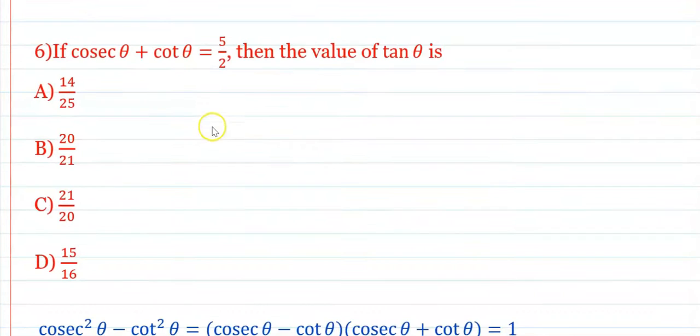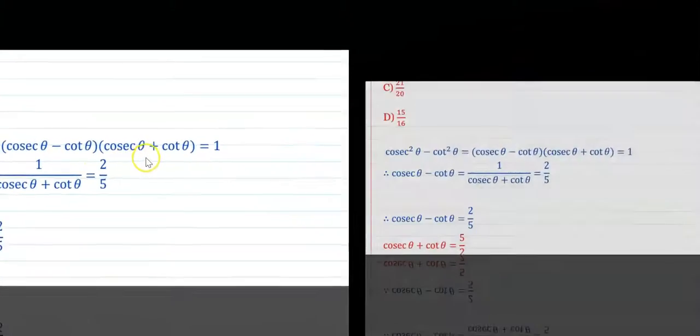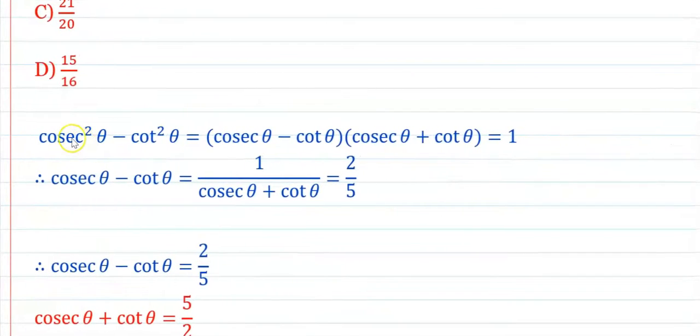Now the next: cosec theta plus cot theta is equal to 5 by 2. Then find the value of tan theta. Here also it is the same. Again 1 plus cot square theta is equal to cosec square theta, and it can be written as cosec square theta minus cot square theta is equal to 1. But what about cosec square theta minus cot square theta? That is a square minus b square. It is written as in the first bracket a minus b, a plus b means what? Cosec theta minus cot theta into the second bracket cosec theta plus cot theta.